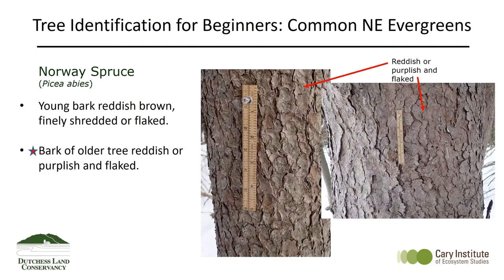The bark of Norway spruce is also a good way to tell it apart from other evergreens. It's very flaky in appearance. It can be sort of reddish brown when it's young. And I think the characteristic that jumps out at me often is mature trees have almost a purplish coloration to that flaky, platy bark that you see on the right.